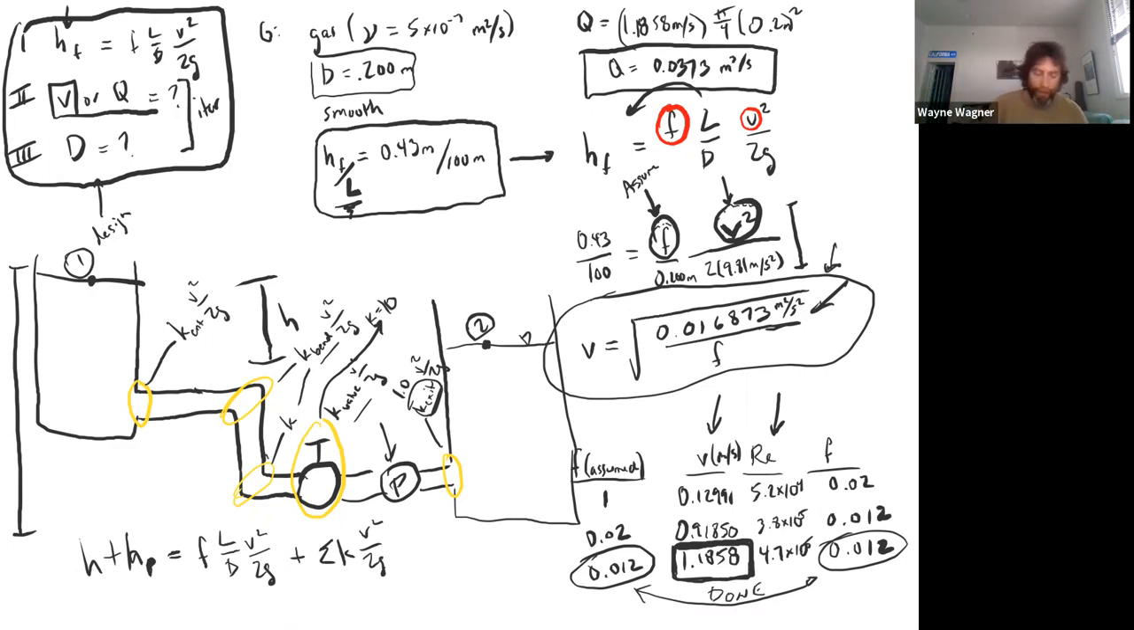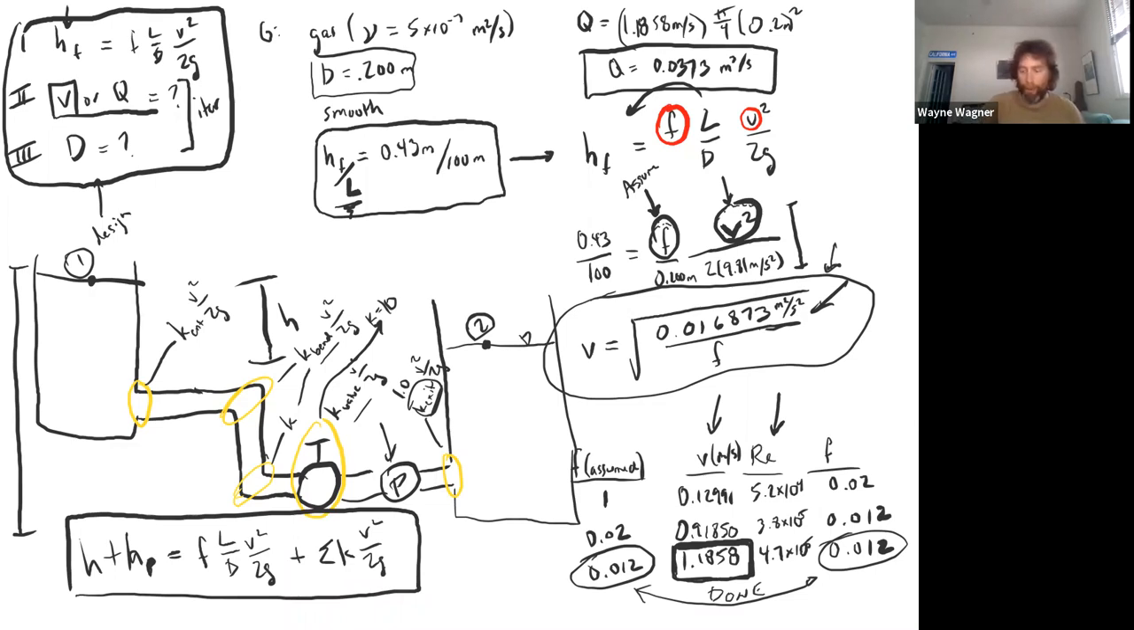Anyway, so you would take this equation right here and you would pull out V as a function of f. So if this were your problem, you'd be looking for this equation right here. What you would do is take these two V squareds and 2g and pull them out. And so you'd end up with your right-hand side being H plus HP divided by fL on D plus the sum of the Ks equals V squared on 2g.